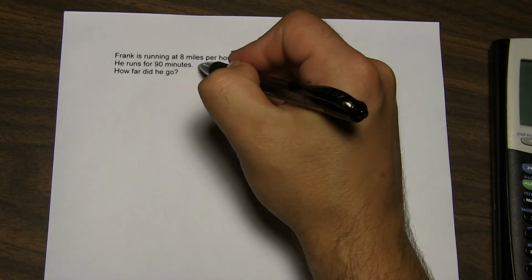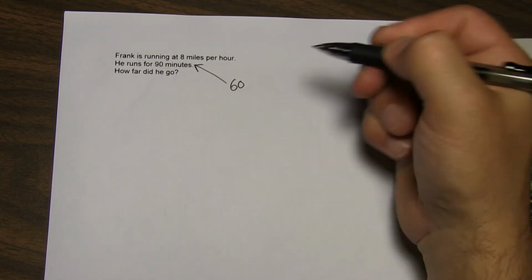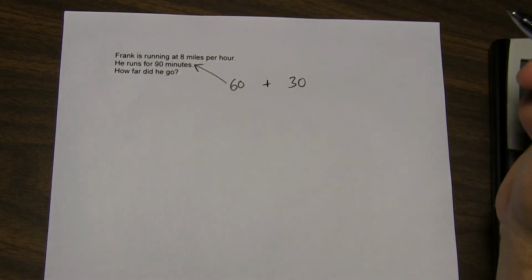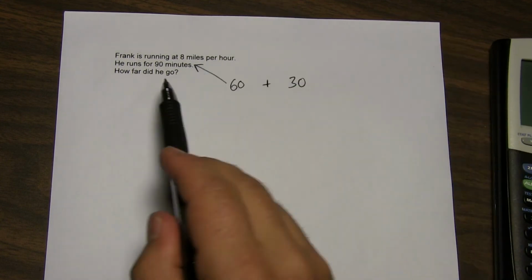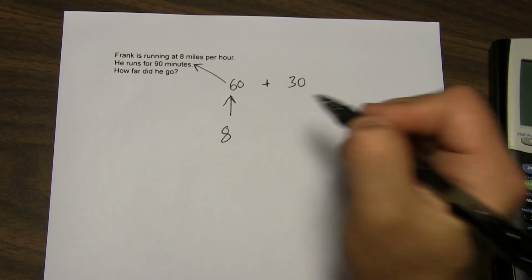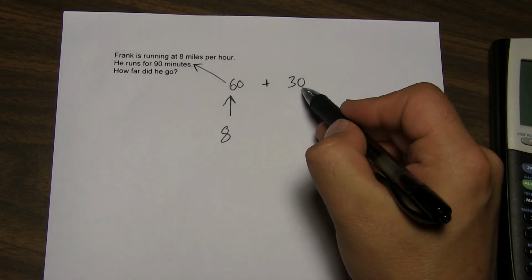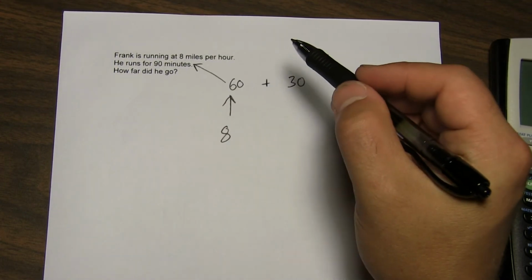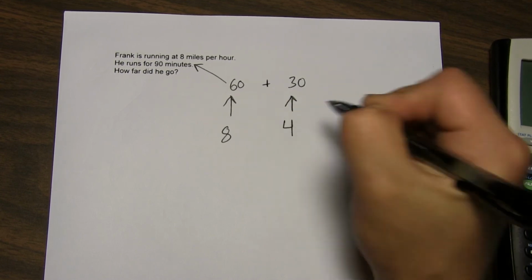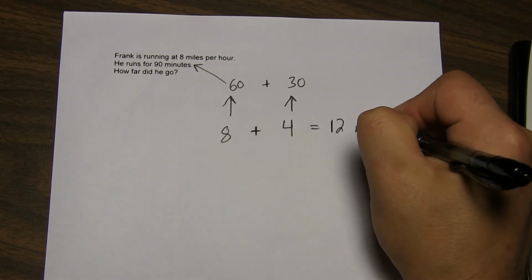Well, my first thought is, what's 90 minutes made up of? 90 minutes to me is made up of 1 hour, which is 60 minutes, plus another 30 minutes, which is a half hour. Now let's involve this. Frank runs 8 miles per hour. That means in this hour right here, he ran 8 miles. Now, since this is half an hour, 30 minutes, half of 8 miles, since he's only running for half of that hour, would be 4 miles. So together, it seems Frank ran 12 miles.